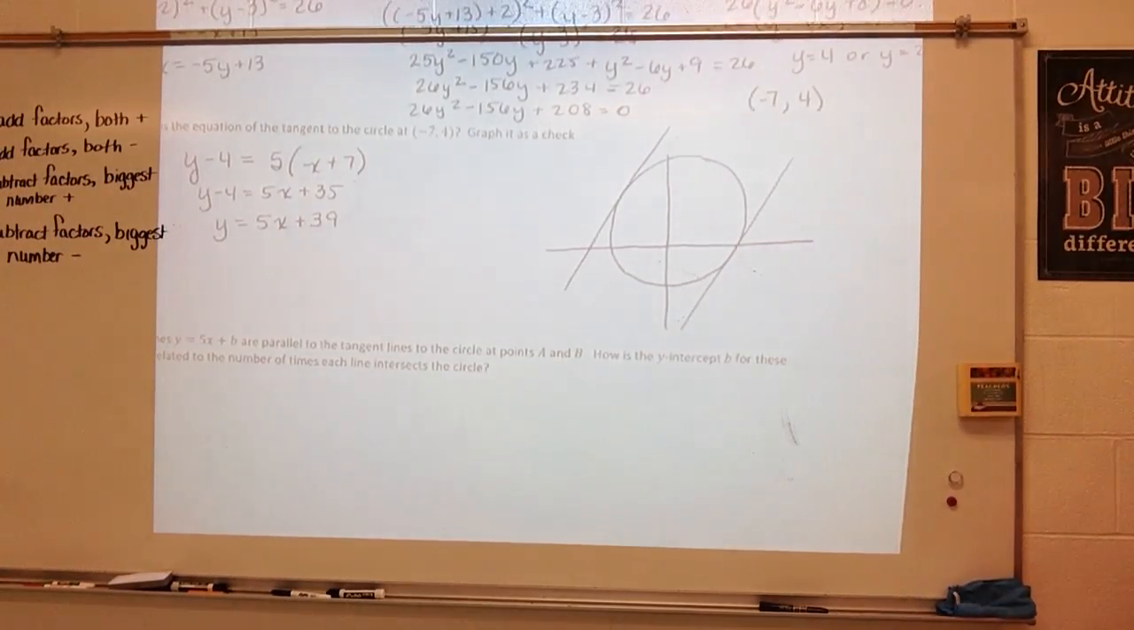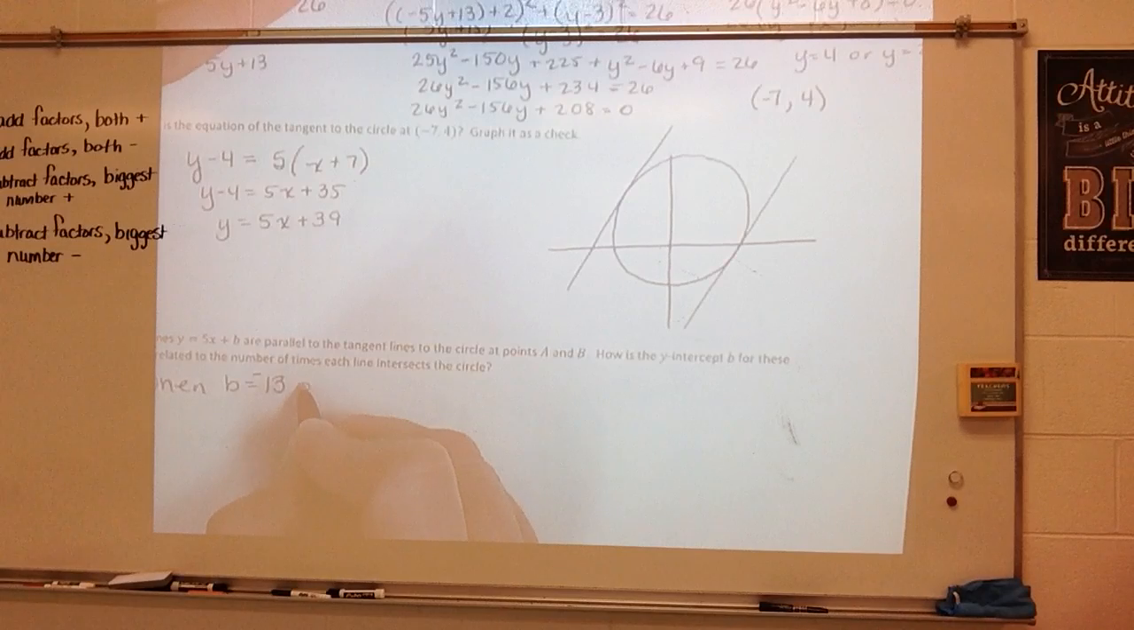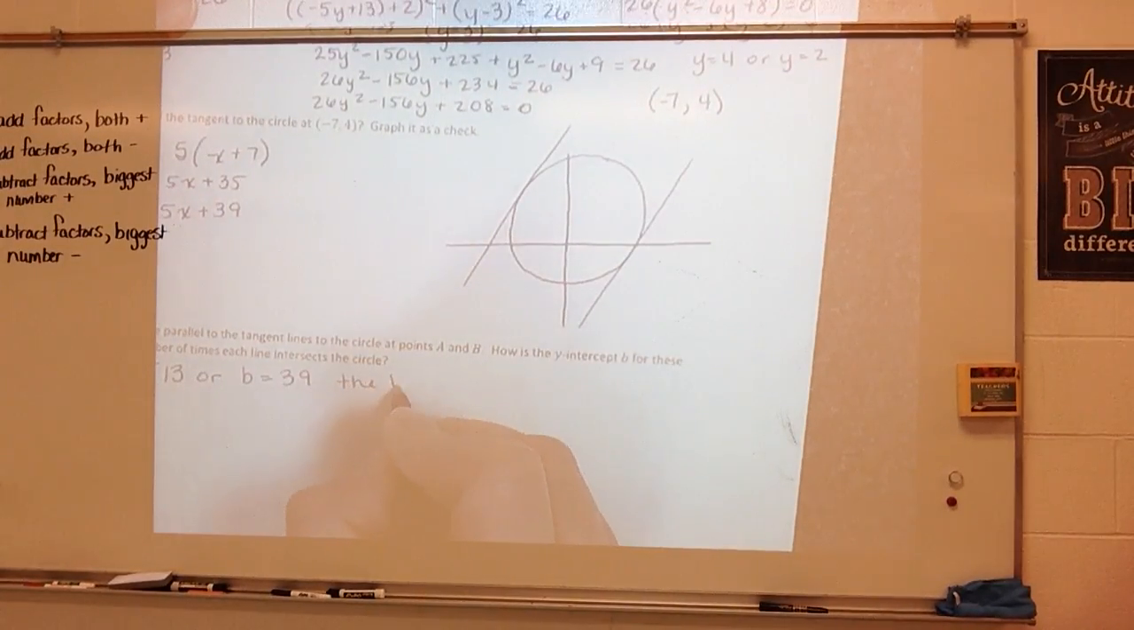Okay. When b is equal to negative 13, or b is equal to 39, the line is tangent to the circle, intersecting at one point. Now remember, we know this because of our differences or our sums. The line is tangent to the circle, intersecting at one point.